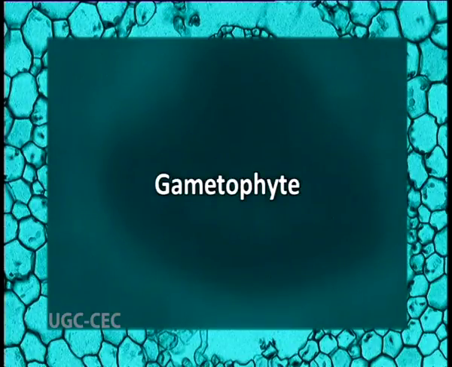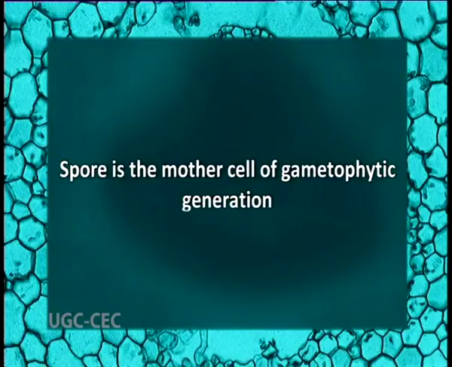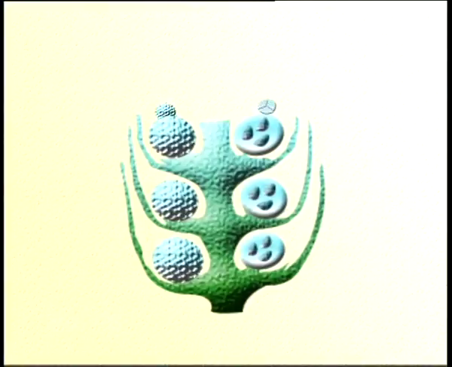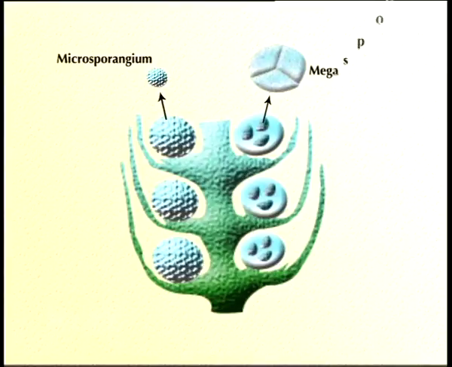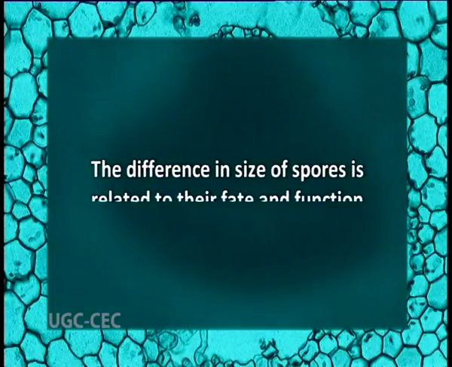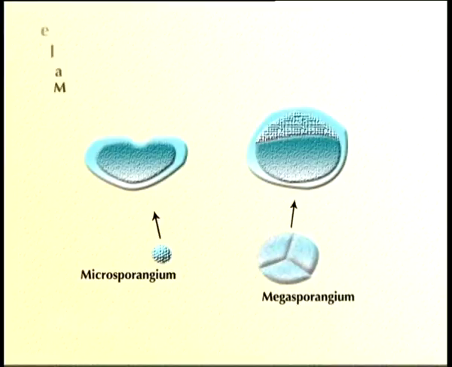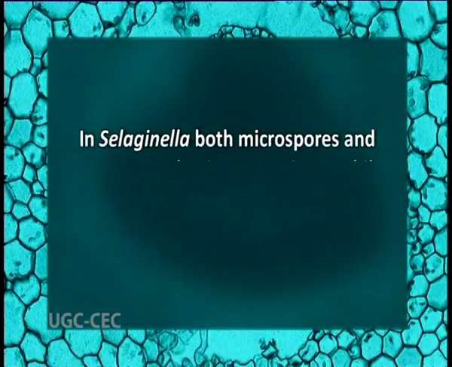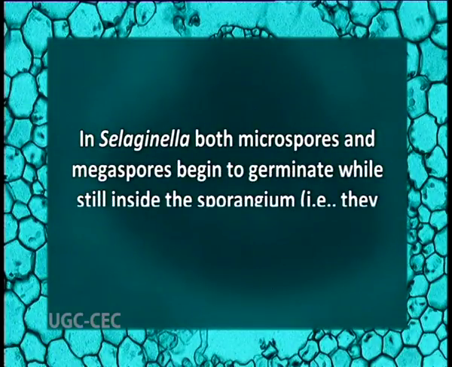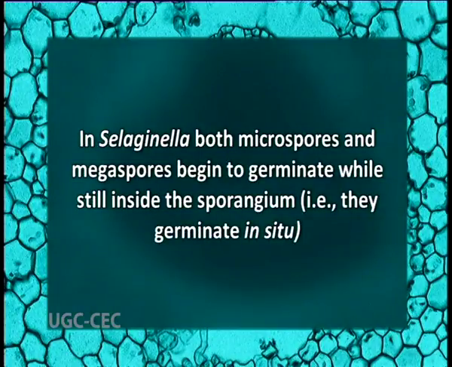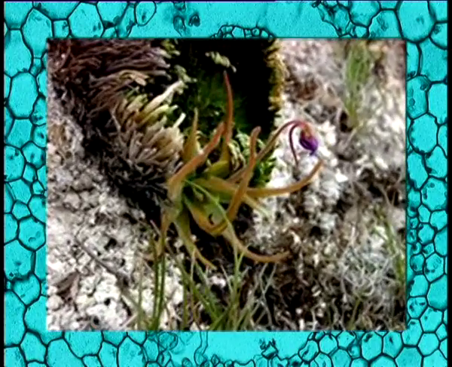Now, gametophyte. The spore is the mother cell of the gametophytic generation. As mentioned earlier, Selaginella is heterosporous and produces two types of spores, the smaller microspores and the larger megaspores. The difference in the size of spores is related to their fate and function. Microspores develop into male gametophyte and megaspores into female gametophytes. In Selaginella, both micro and megaspores begin to germinate while still inside the sporangium, that is, they germinate in situ. Thus, spores are shed at multicellular stage.